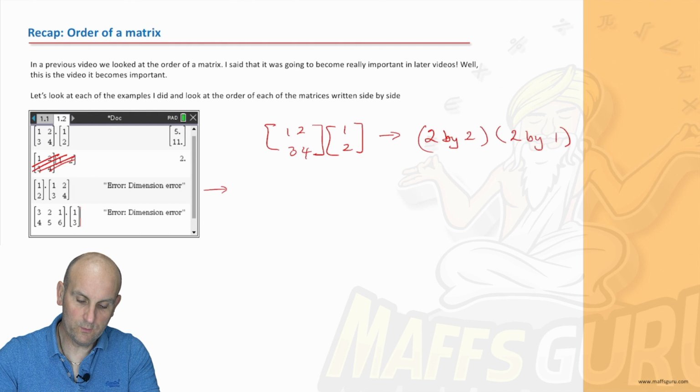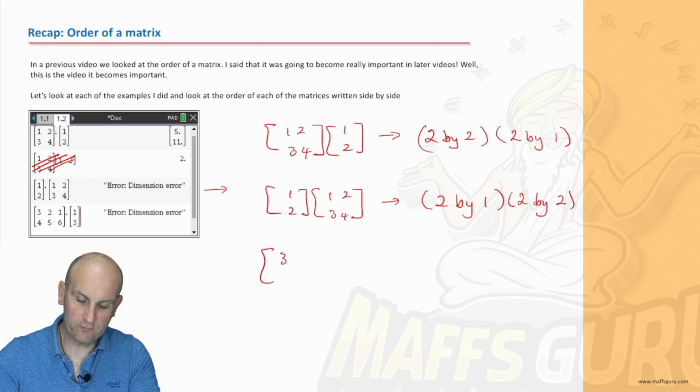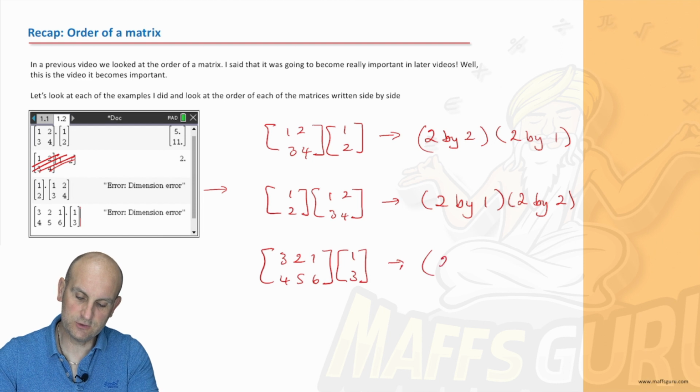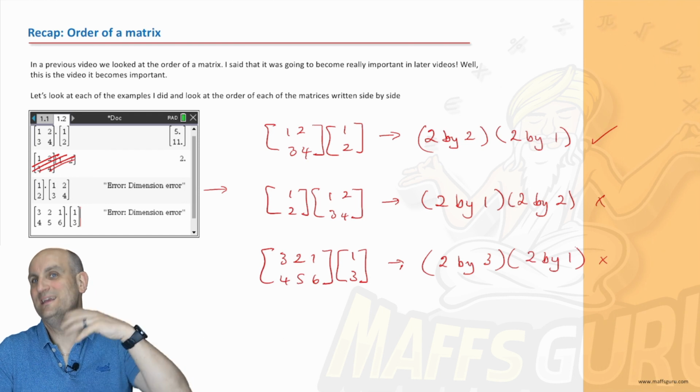This one here though, what did we have? We had it the other way around, 1, 2, 1, 2, 3, 4. Let's see what happened. That was a 2 by 1 and a 2 by 2, and that couldn't be done. And likewise, if we had 3, 2, 1, 4, 5, 6, and 1, 3, let's look at the order of those. How many rows are there? There's 2 by 3 and 2 by 1. So that was okay, and these couldn't. What on earth is allowing this to happen?